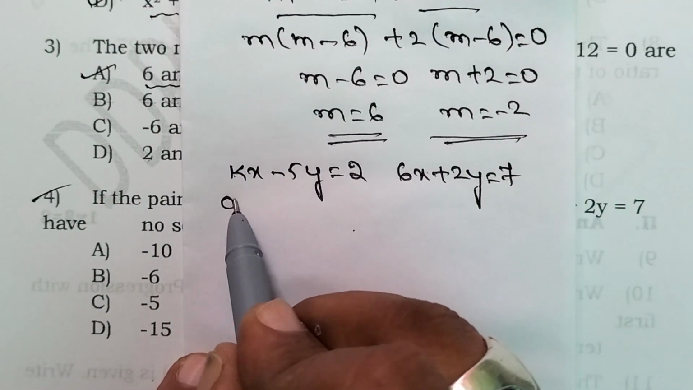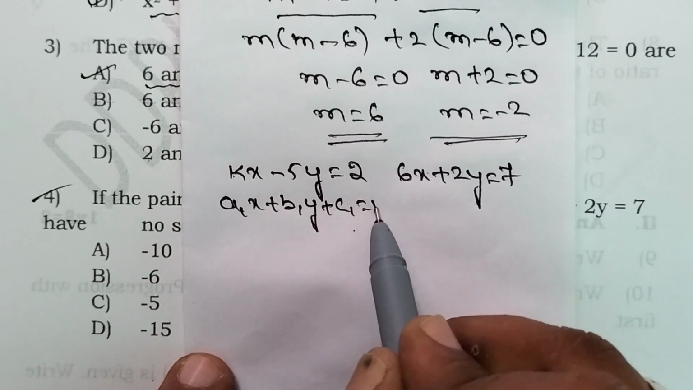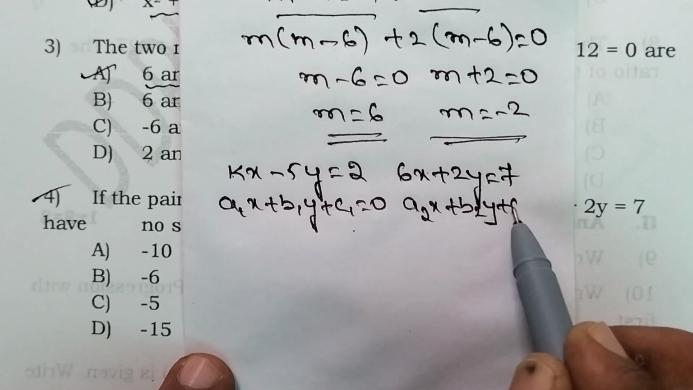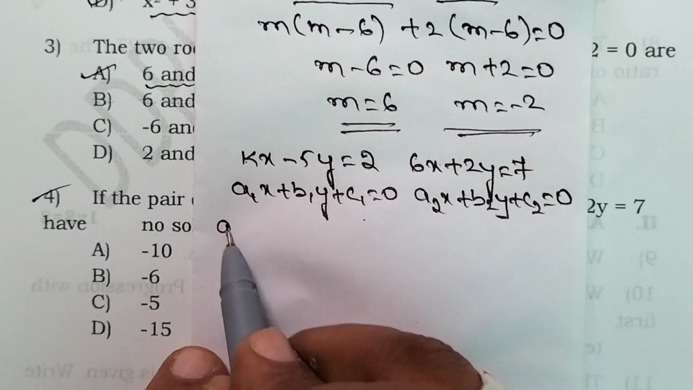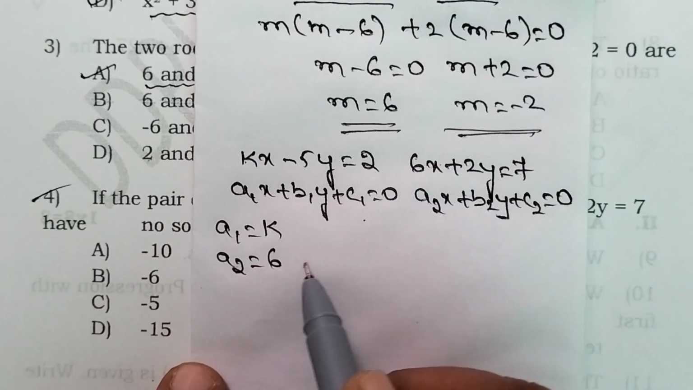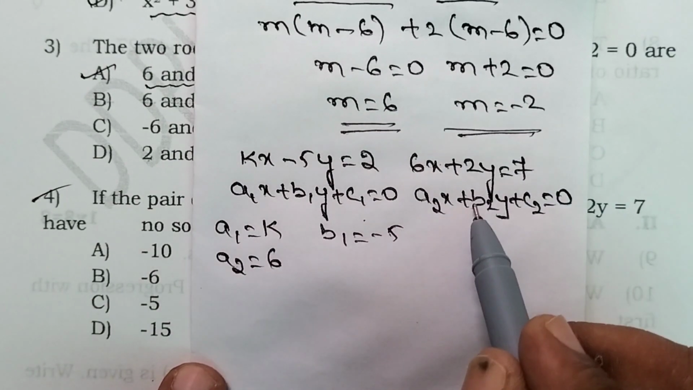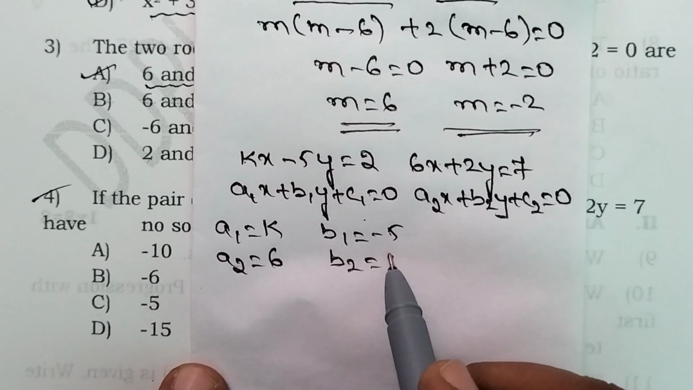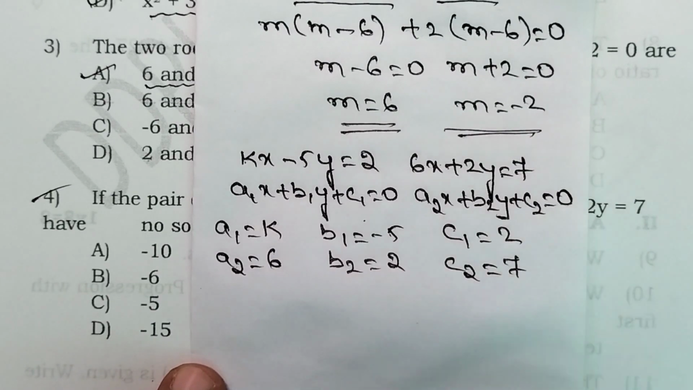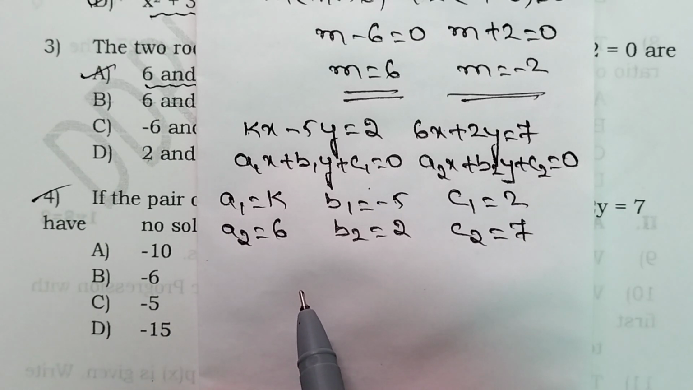Now compare to the standard form: a1x plus b1y plus c1 is equal to 0, then a2x plus b2y plus c2 is equal to 0. So make a list. a1 is equal to k, a2 is equal to 6, b1 is equal to minus 5 and b2 is equal to 2, c1 is equal to 2 and c2 is equal to 7. So if it doesn't have any solution, the two lines are parallel.